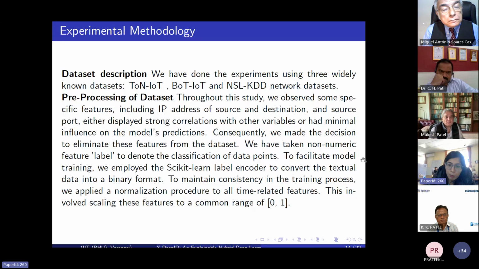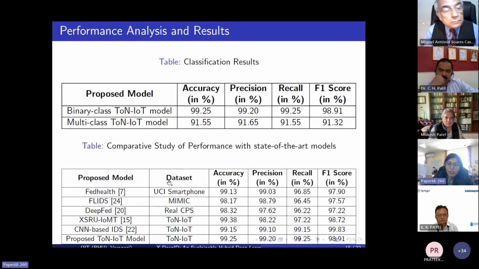In the pre-processing part, we have used the scikit-learn library for label encoding, which converts the textual data into binary format and maintains consistency in the training process. We applied a normalization procedure to all time-related features, and this will scale the features in the range 0 to 1. And these are the accuracy, precision, recall, and F1 score we got for binary class and for multi-class.